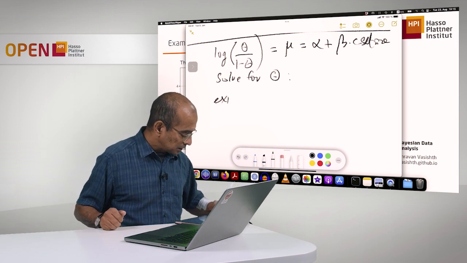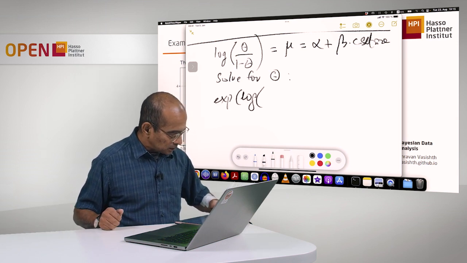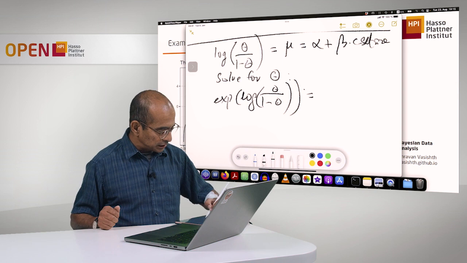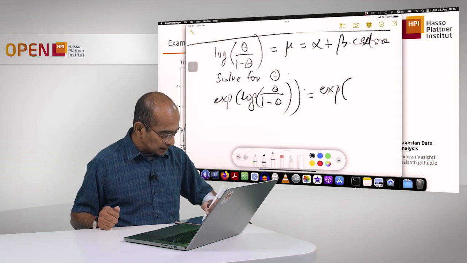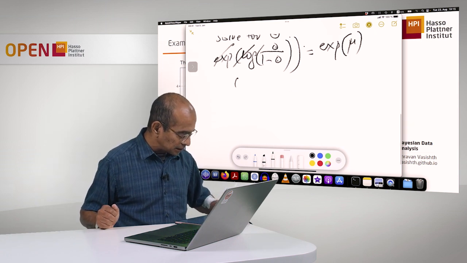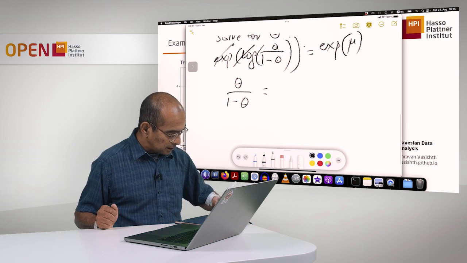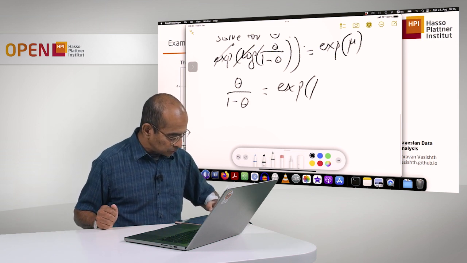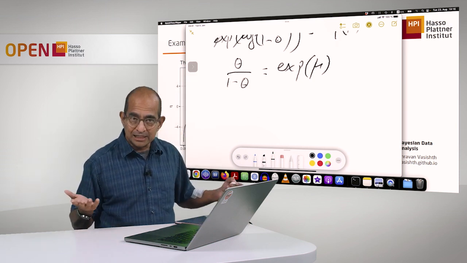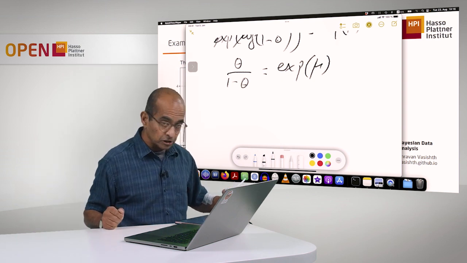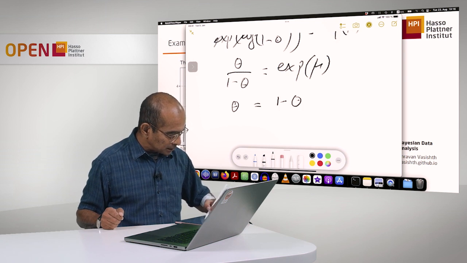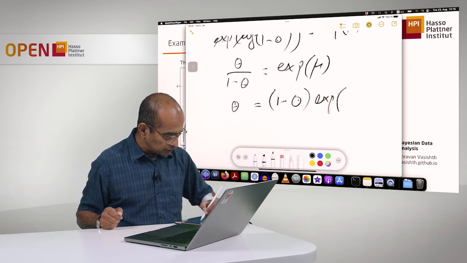If I exponentiate the log, I get theta over 1 minus theta. There's a bracket missing here. And then I exponentiate the right hand side as well, so I get exponent of mu. So this guy disappears. On the left hand side, I've got theta over 1 minus theta, and on the right hand side, I've got exponent of mu. What do I do now? I'm trying to solve for theta. So let me multiply both sides with 1 minus theta to get rid of that annoying denominator. And so I end up with theta on this side, and 1 minus theta times exponent of mu on the right hand side.